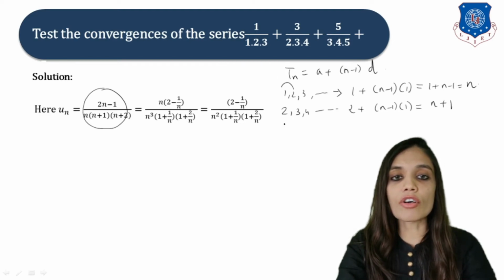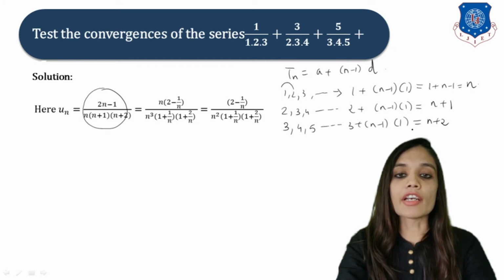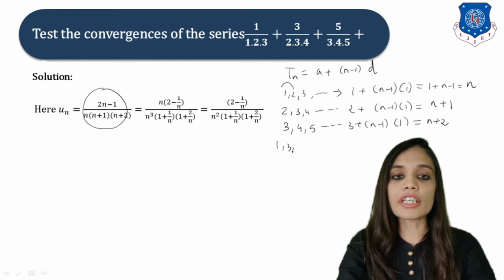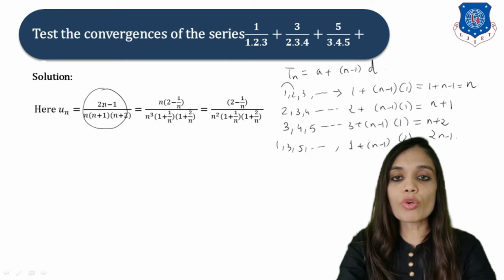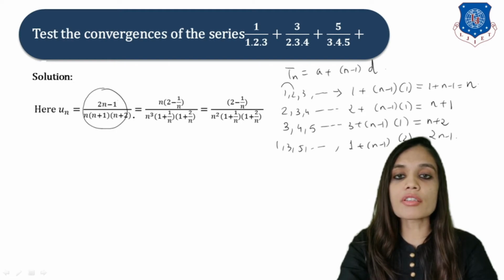Lastly find the series of 3, 4, 5. So nth term will be 3 plus n minus 1 into 1. So you will get answer as n plus 2. And in the numerator you have what? 1, 3, 5, etc. So you will get 1 plus n minus 1, and here the difference is 2. Now simplify this. So you will get answer as 2n minus 1. So now put all the values of un. So it is (2n minus 1) upon n into (n plus 1) into (n plus 2).